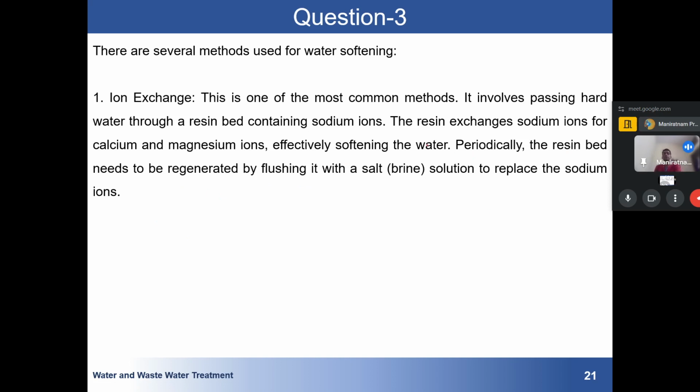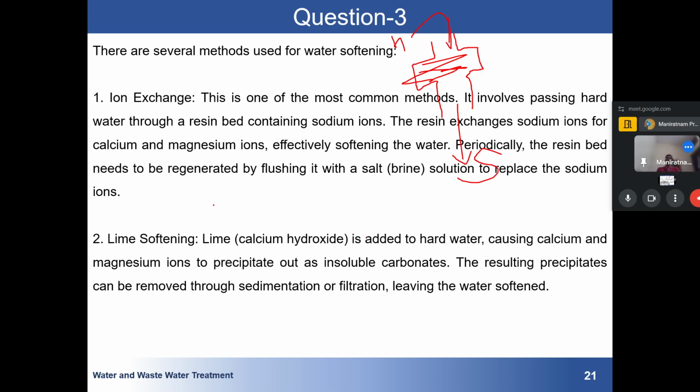So what will happen? Generally this kind of system is there. It will contain some kind of resin here. Water will be poured from this side, and there will be some ion exchange happening here. Here it will be hard water, and here you will be getting soft water.